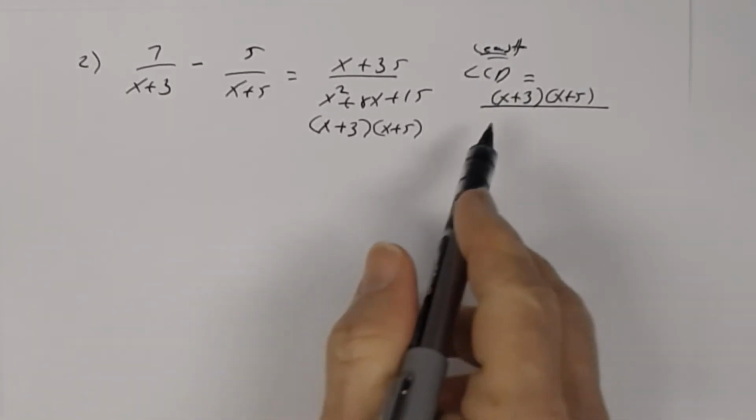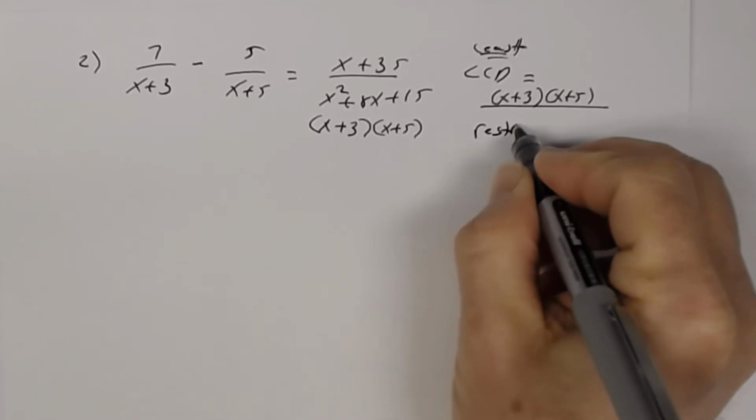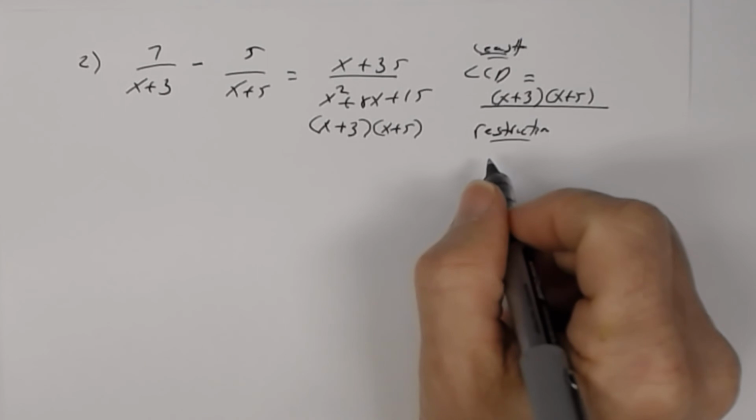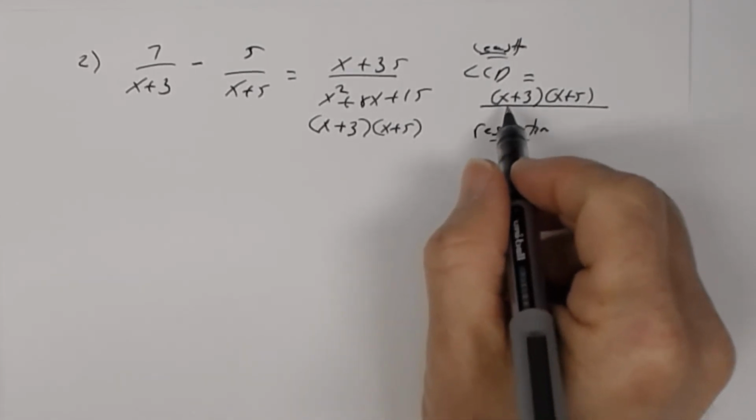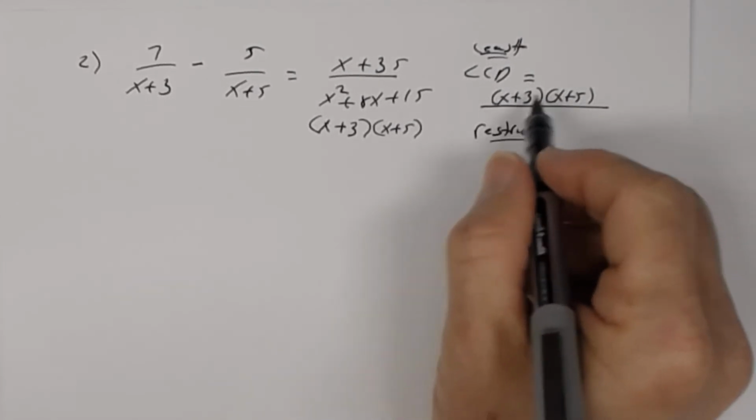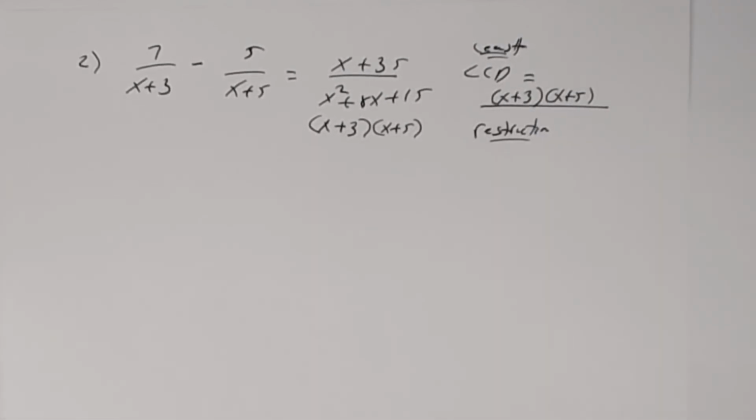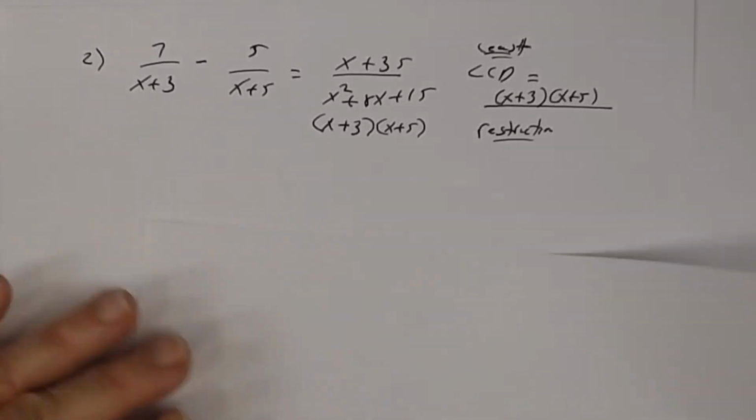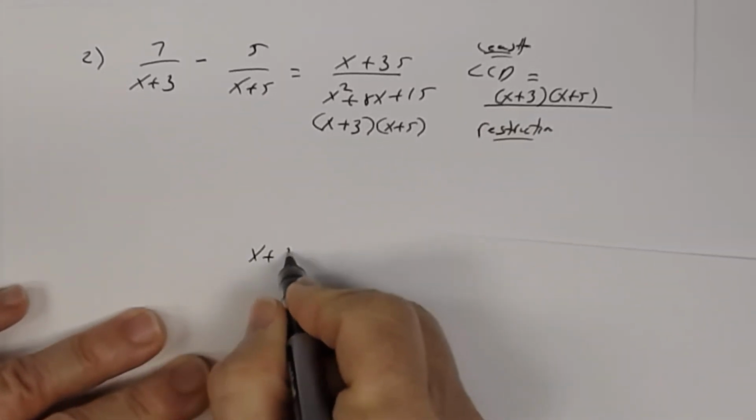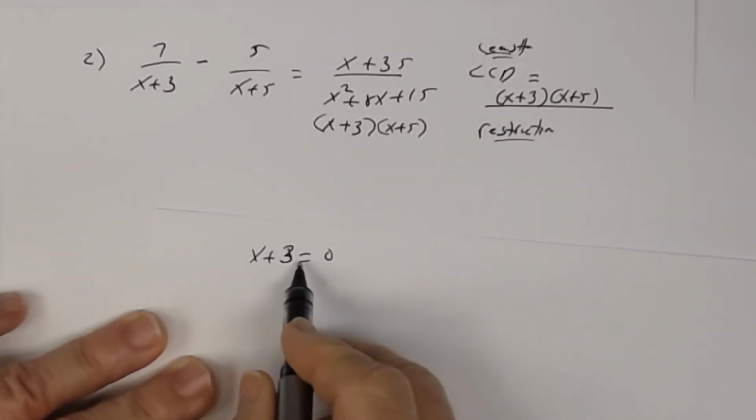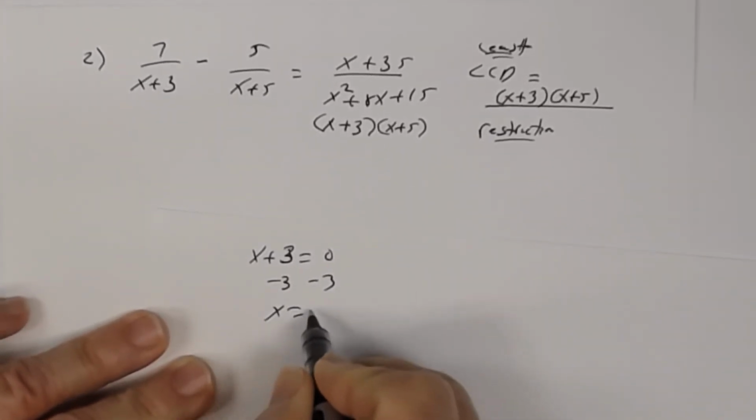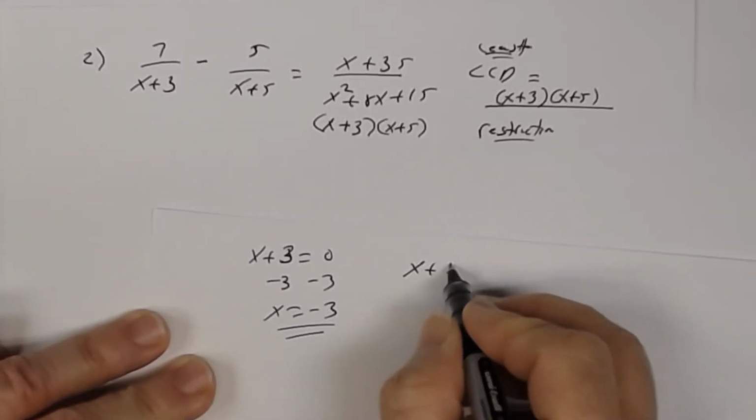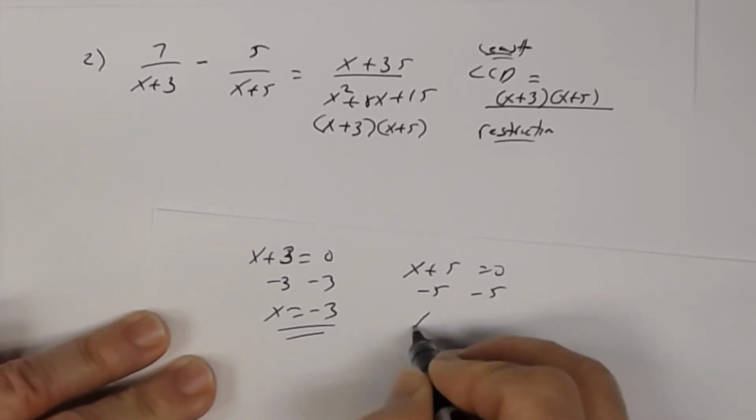Okay? All right, now let's talk about the restrictions. So basically, restriction is what values of x will make the denominator 0, and really all you got to do is just look at your factors from your LCD. So if I look at x plus 3, so let's do this one. Let's look at x plus 3 here. See this x plus 3. Find out where that's 0. So x plus 3 is equal to 0 when x equals negative 3, right? And then x plus 5 is equal to 0 when x equals negative 5.